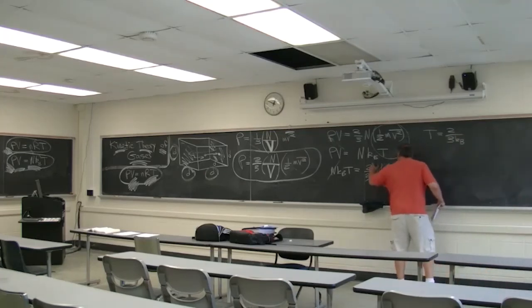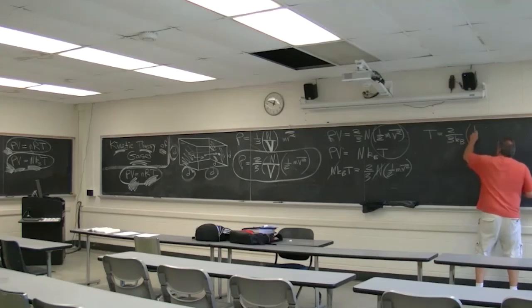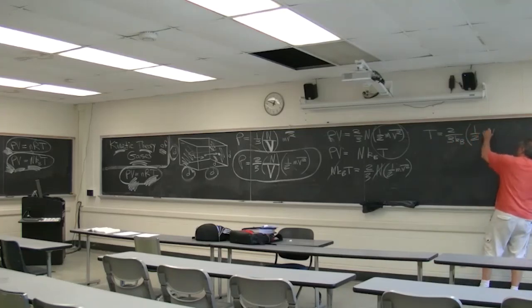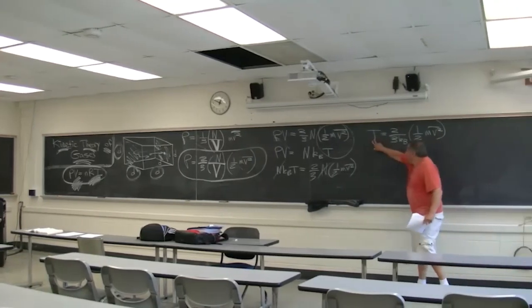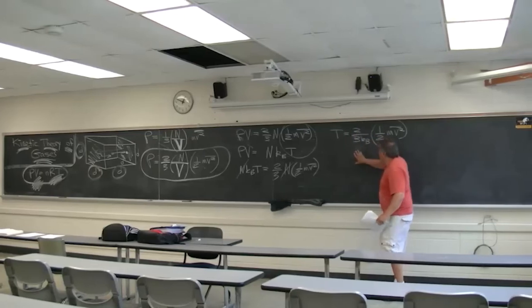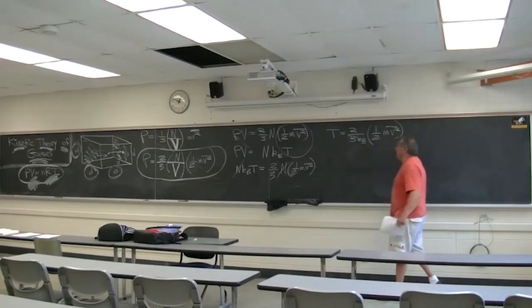2/3 kb, 2 over 3 kb. Divide by kb, and you got the 1/2 right here. Look, I'll spell it out in no uncertain terms. The average kinetic energy per molecule is equal to the temperature if you multiply by that constant. 2 is a constant, 3 is a constant, k sub b is a constant.